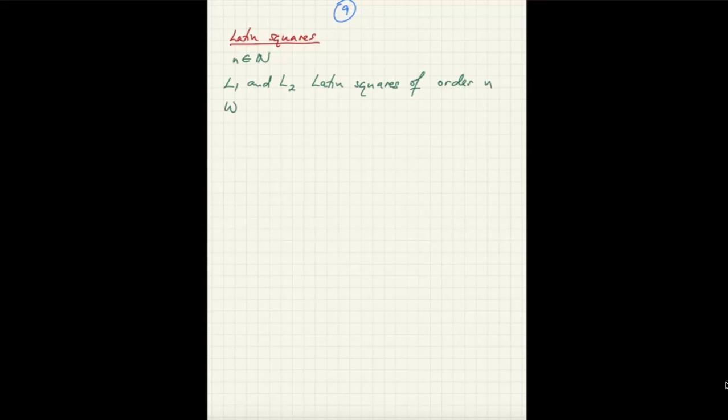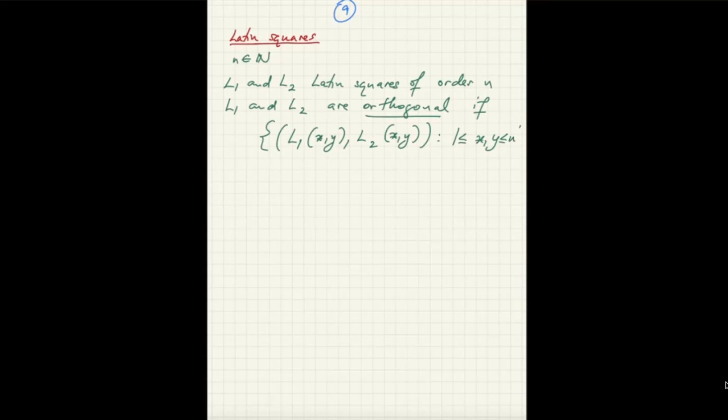And we say that L1 and L2 are orthogonal if, when we look at the collection of all the ordered pairs of the form L1(x,y) and L2(x,y) for all x and y between 1 and n, we see all possible ordered pairs. So this collection is the same thing as the Cartesian product of [1,n] times itself. So you see every ordered pair with entries from 1 to n exactly once.